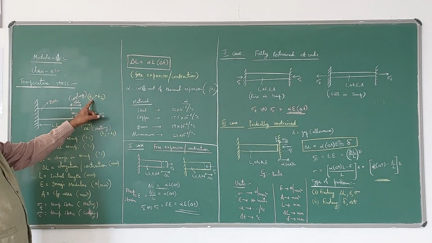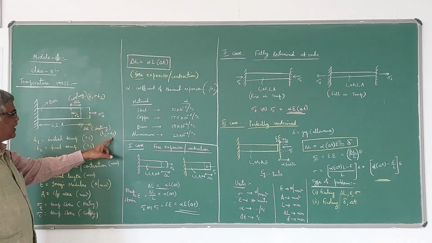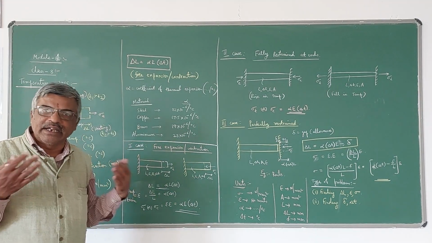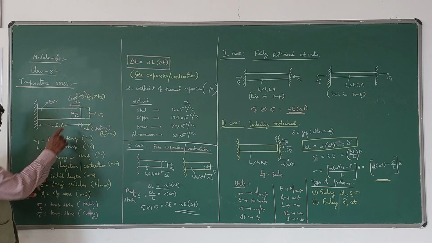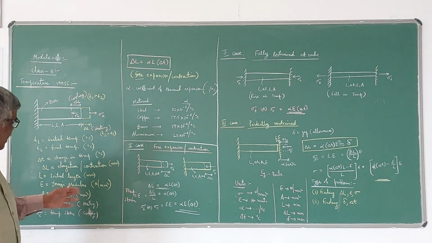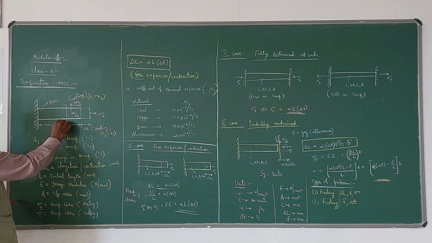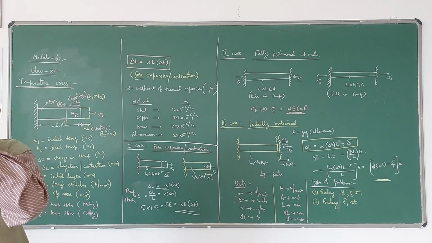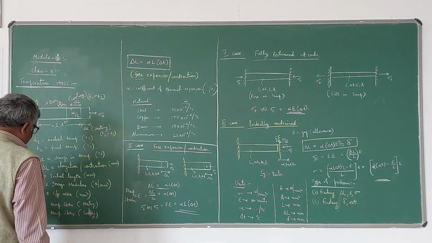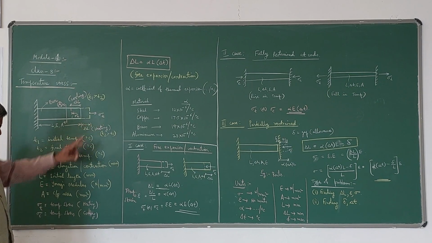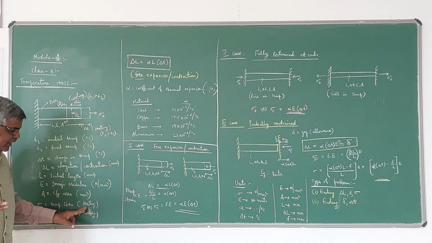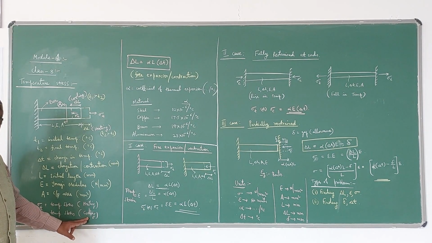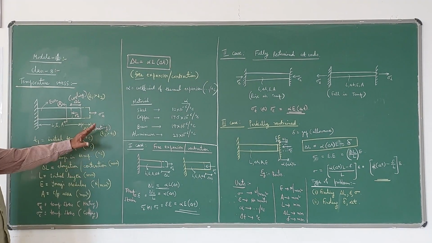For cooling it is T1 greater than T2, for heating it is T2 greater than T1. These are the nomenclature I have used. Delta L I have taken for elongation or contraction, depending on whether the bar is heated or cooled. L is the initial length of the bar, E is the modulus of elasticity of the material of the bar, and A is the cross-sectional area of the bar, which may be circular or rectangular. Then I have written sigma T for temperature stress, due to heating, where T is used for tensile. Sigma C I have used for compressive stress, due to cooling. So these are the notations I am going to follow.